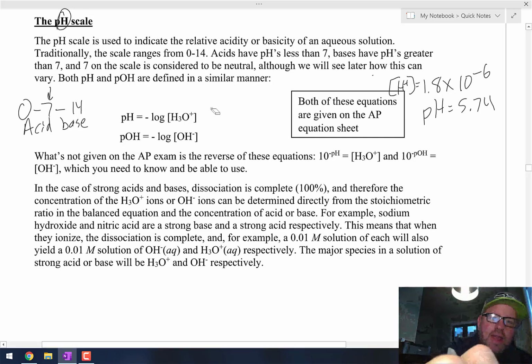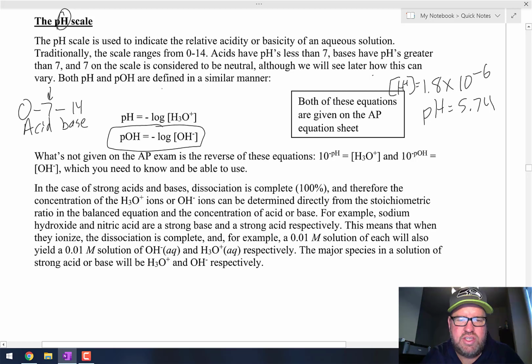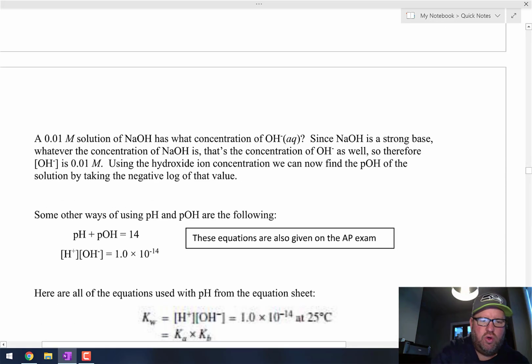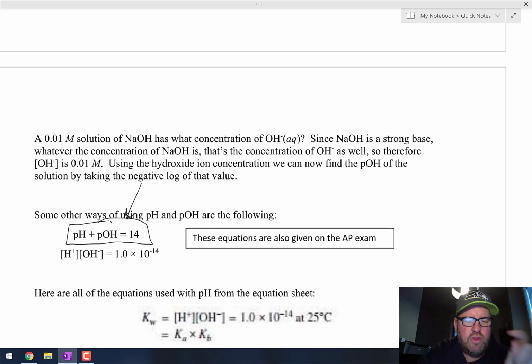Okay? And another scale that we use, which you don't hear about as much but is basically the same scale, is called the pOH scale. You do it the exact same way. You take the negative log of the hydroxide ion concentration and you get the pOH. And of course, there is a relationship between those two: the pH plus the pOH is always equal to 14. So when you know the pH, you can easily find the pOH by subtracting it from 14 and vice versa.